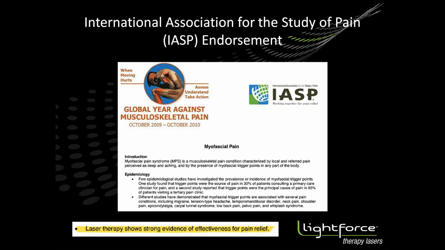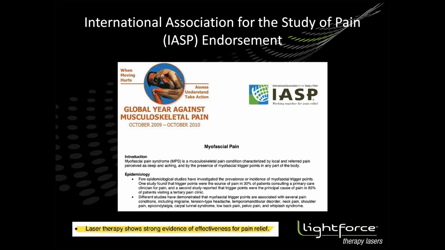And the final slide we're going to see here is actually my favorite of the endorsements. It's the International Association for the Study of Pain. This is a group whose meeting I've been to a couple of times now, and it's overwhelmingly a pharmaceutical meeting. It's very clear when you walk in the door that Merck and Pfizer are paying the bills. They've got huge booths selling all their pain meds, and yet even this pharmaceutically driven society has endorsed laser therapy for treating myofascial pain.